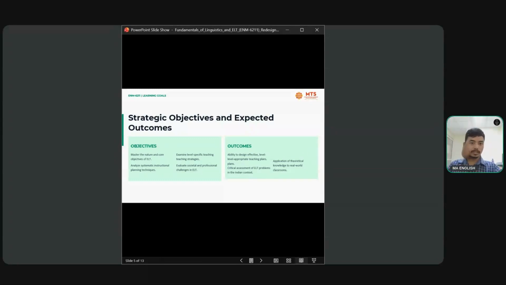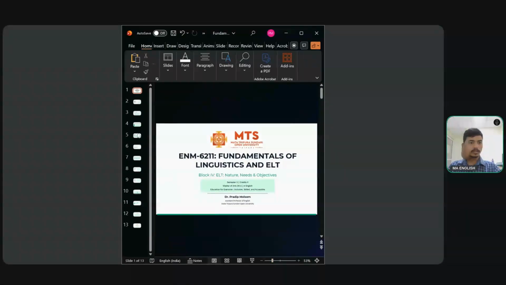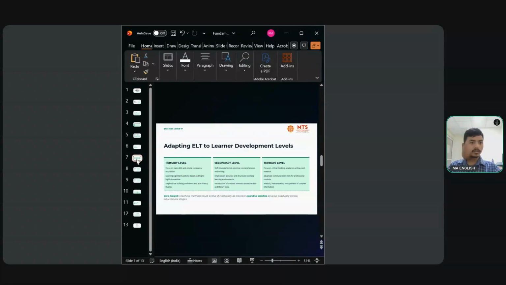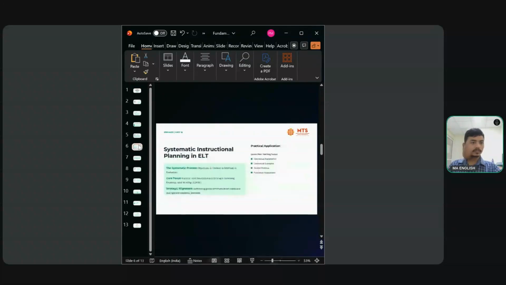I don't know what is wrong here. Why is it showing like this? It is totally fine.